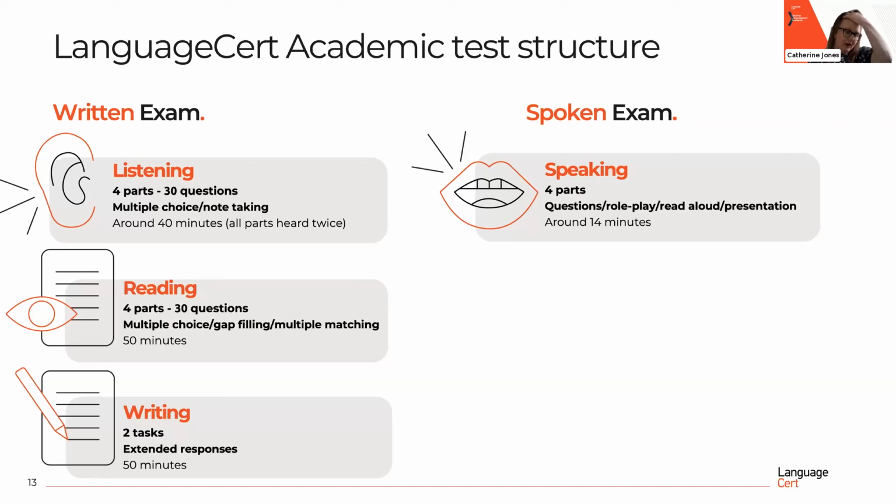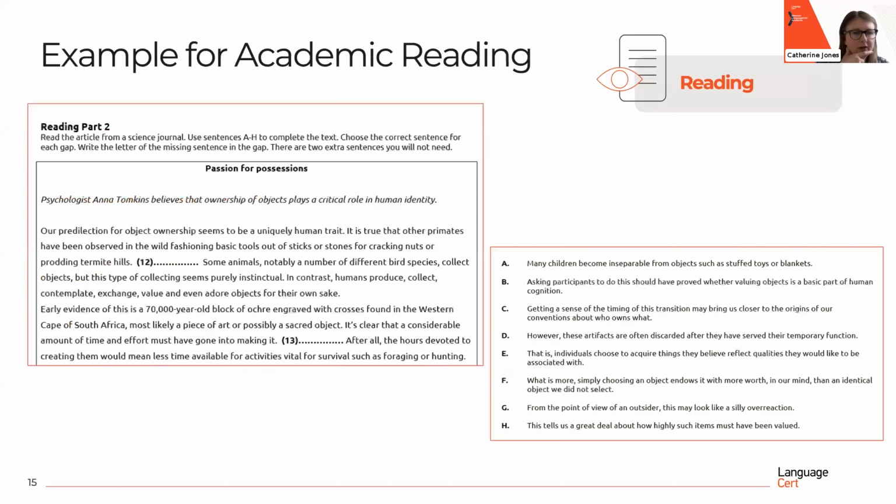So I've taken an example for one task for each skill, so we can just look at those. If we just look at the example for academic reading, in this task, candidates, test takers, read an extended text and it's got some sentences missing. They read the sentences and they have to decide which sentence fits in where. There are 2 additional distractor sentences that they don't need to use.